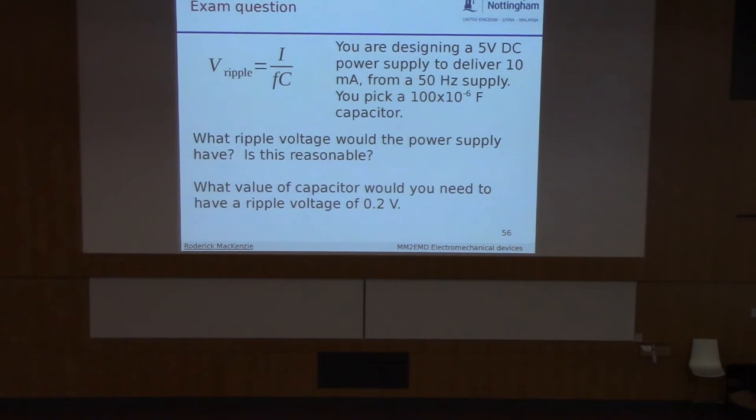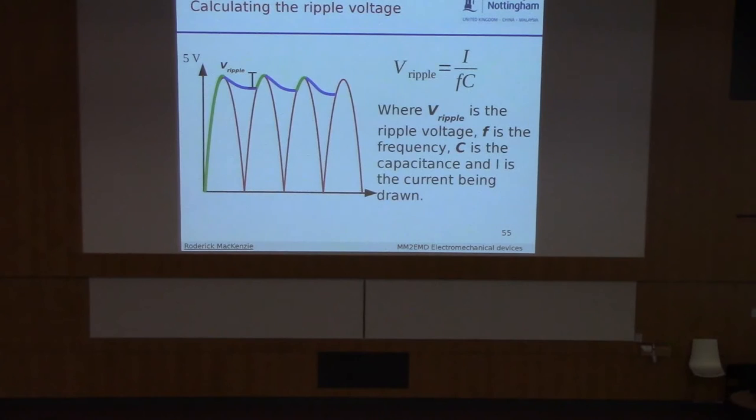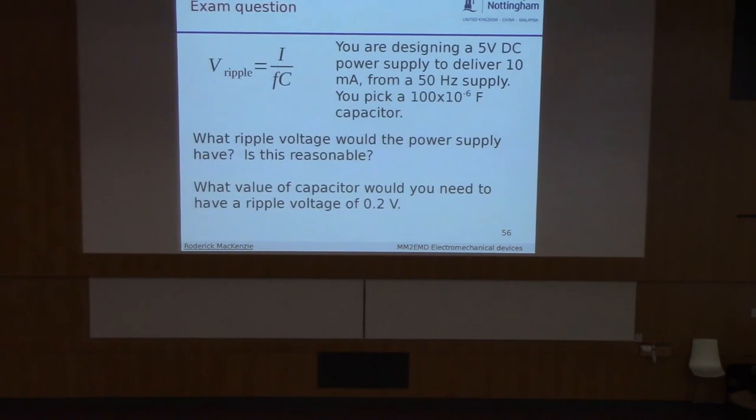So if we go back, this isn't just a little drop. In the example I've given, this ripple is like way down here. So the device is almost off. So what value of capacitor would you need to have a ripple of 0.2 volts? Have a go. So just rearrange this. So say V ripple equals 0.2, and then give me the value of capacitance. Have a go.